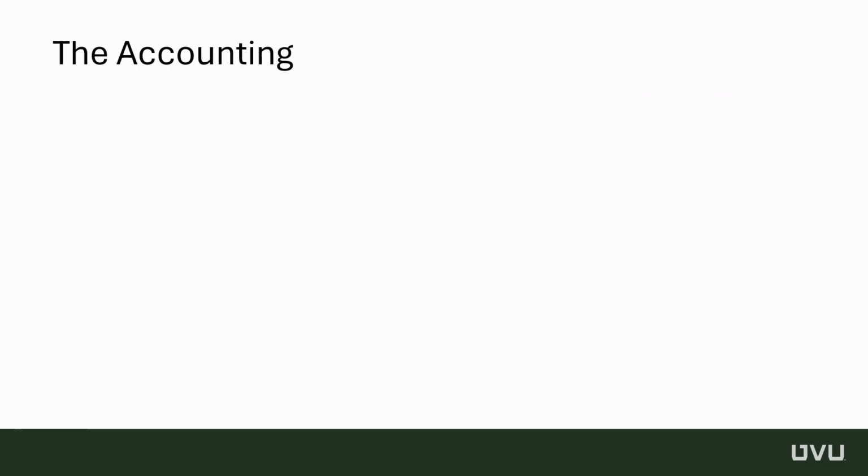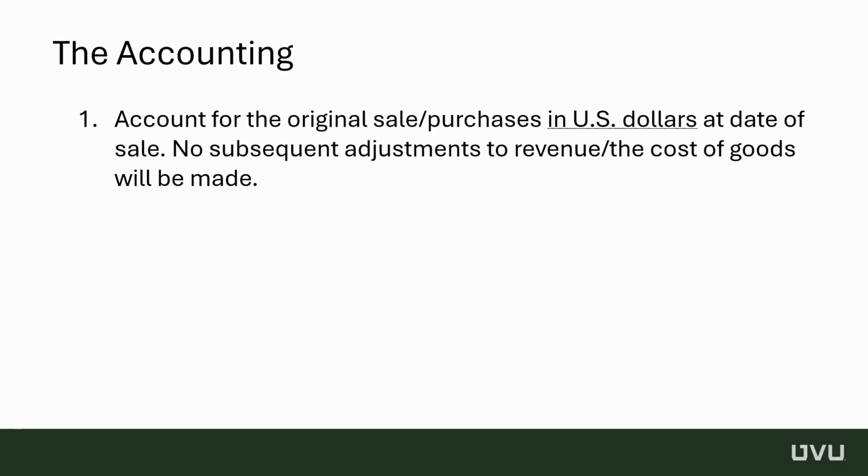We'll run through the accounting examples soon, but for now, I want to give an overview of the process for recording the journal entries in connection with these foreign currency transactions. The first step is to record the original sale or purchase in US dollars at the exchange rate on the date of the transaction. So for an export sale, the company records sales revenue and accounts receivable in US dollars based on the exchange rate at the date of sale. For an import purchase, the company will record inventory and accounts payable in US dollars based on the exchange rate at the date of purchase.